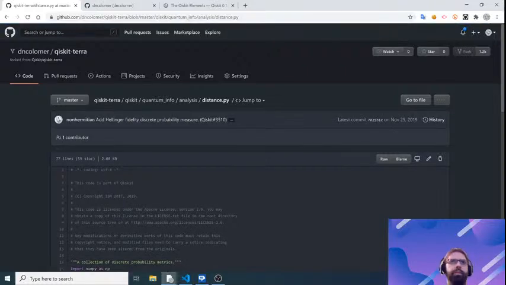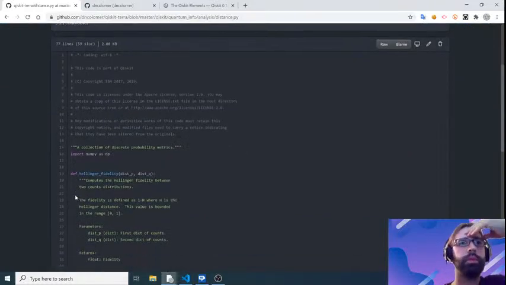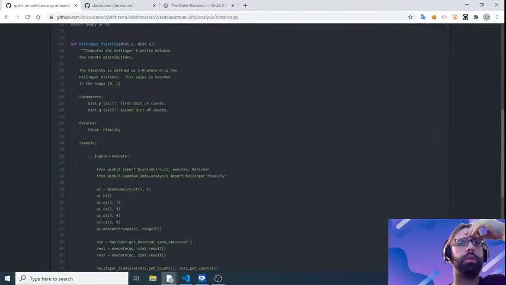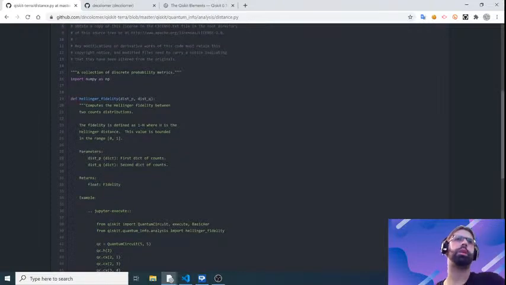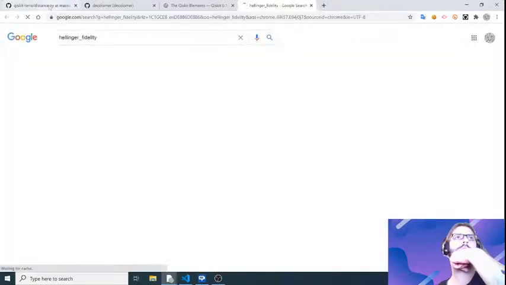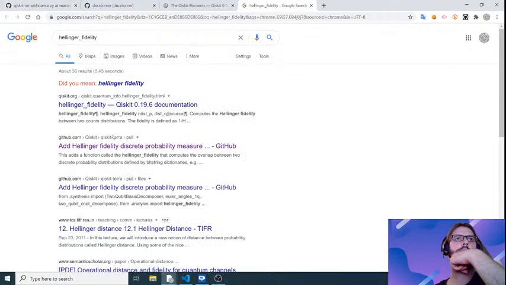Distance. Hellinger fidelity. I think this is what Amir is using in the quantum computing dojo. Is it? What's this actually? Oh yeah, definitely.